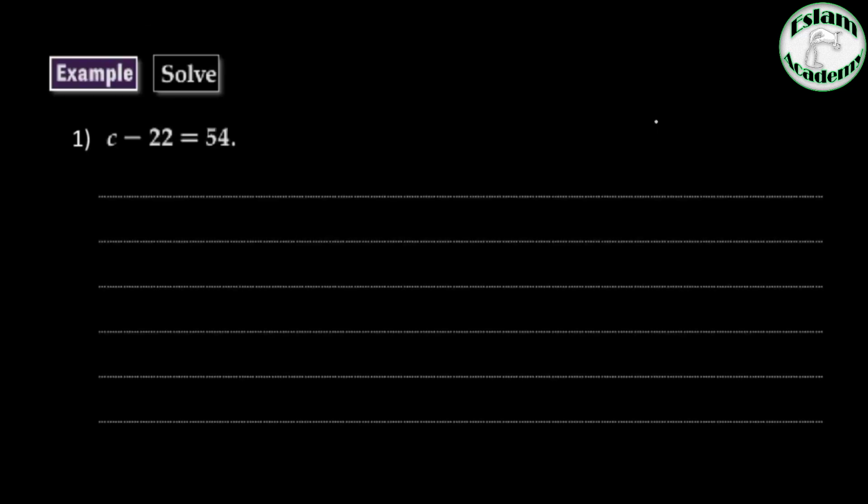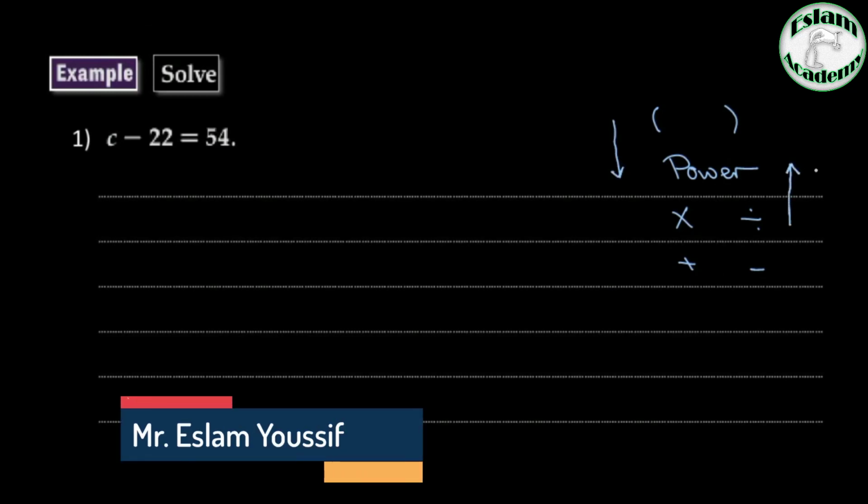Question number 1. Solve. C minus 22 equals 54. As we know, in the order of operations, we solve the bracket, then the power, then times or divide, then plus or minus. If you want to find the order of operations, we start from up to down. But if you want to solve the equation, you start from down to up.